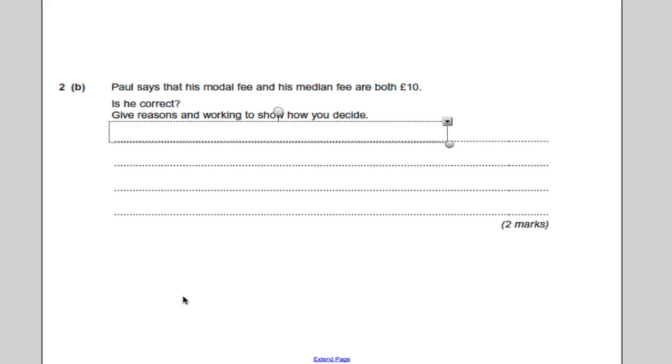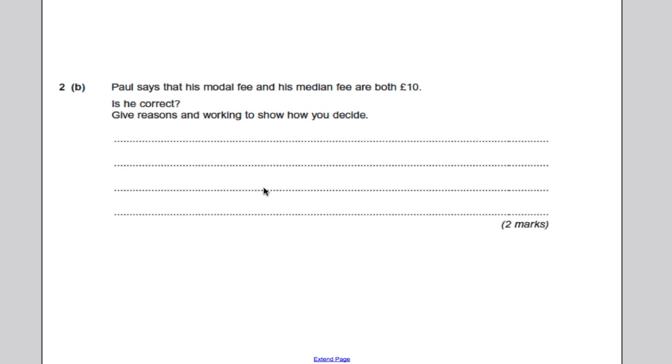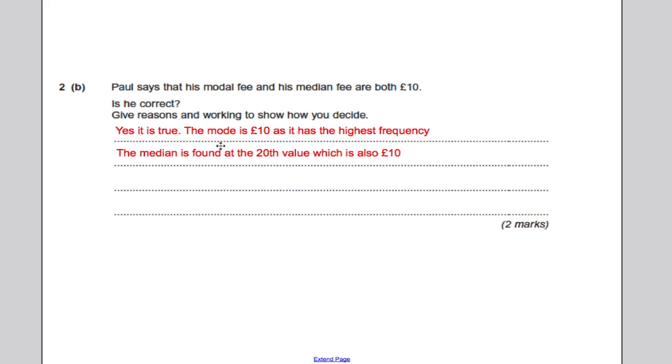Next question. It says Paul says that his modal fee and his median fee are both £10. Is he correct? Well, the modal fee is certainly £10 because it has the highest frequency. The median fee will be found at the 20th value, which if you add these up, 10 plus 18 gives us 28. That means the median fee is also 10, so we can say yes, he is correct. So it is true, the mode is £10, highest frequency, and the median is found at the 20th value, which is also £10.